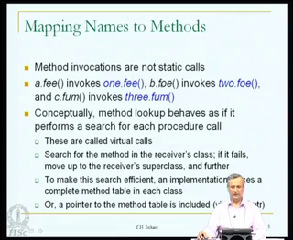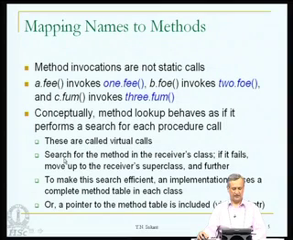So, this is what we mean, this is a virtual call. We have no idea of which particular call is invoked until the call is resolved. Conceptually, method lookup behaves as if it performs a search for each procedure call. So, these are called virtual calls.